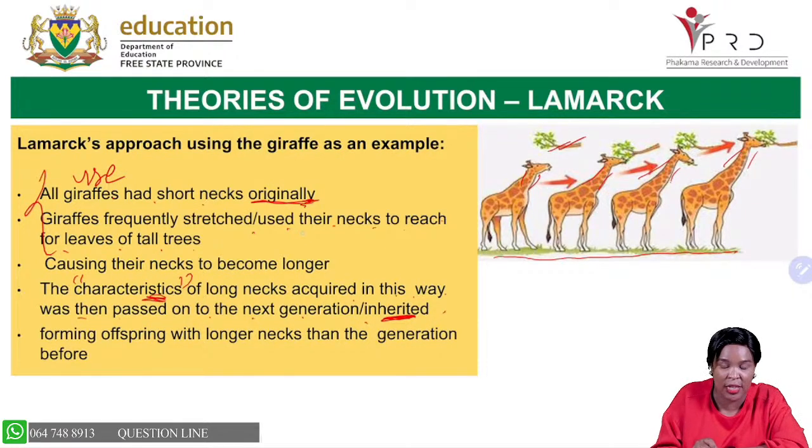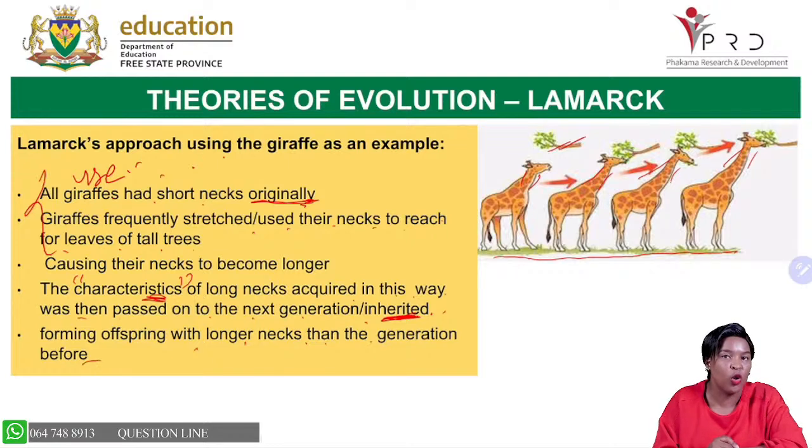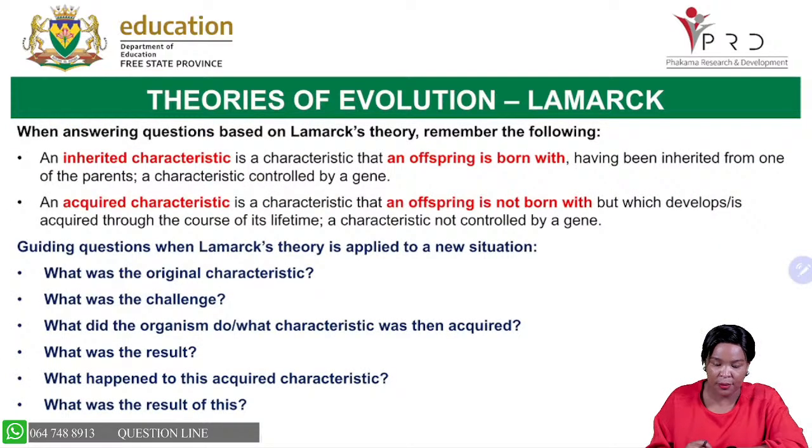So you see, this was the law of use. Because there was no disuse here, the question would not want you to explain the part of the disuse, so you'll only stick to the use. So they used their necks, they stretched their necks and acquired long necks and passed that characteristic of long necks to the next generation, forming offspring with longer necks than the generation before. So according to him, this is how he would explain using his laws.